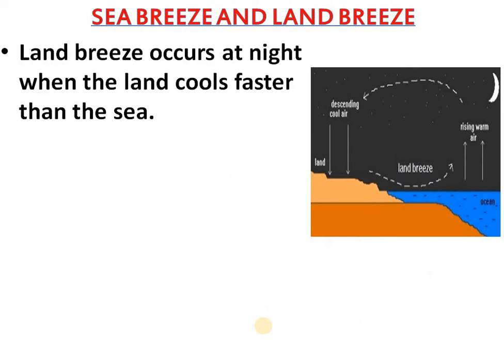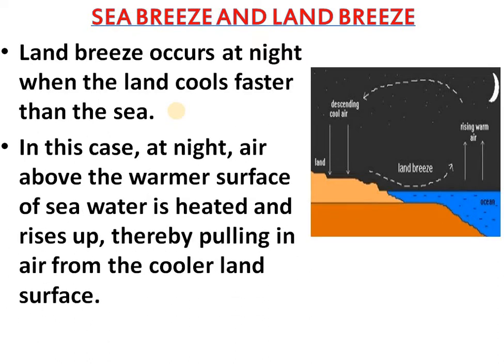Now let us see land breeze. Land breeze occurs during night time, blowing from land to sea. This occurs at night when the land cools faster than the sea. At night, what happens? Land gets cooler faster than the sea. So the sea has lower pressure. As a result, air above the sea rises up. Into that place, wind blows from the land.